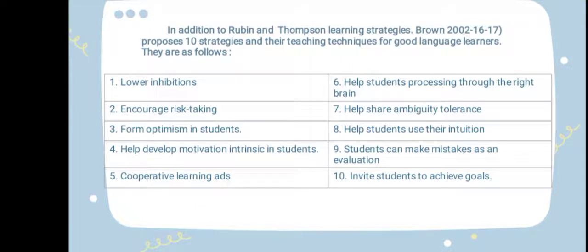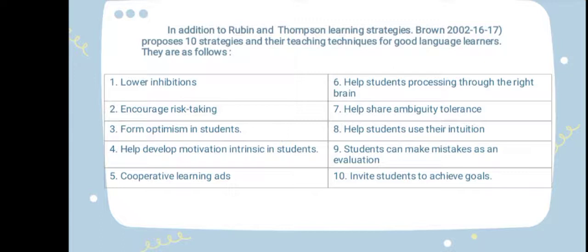And 7, have a strong ambiguity tolerance. The technique is simple explanation and use native language if necessary. And then number 8, help students use their intuition. The technique is to encourage guessing, correct only selected errors.